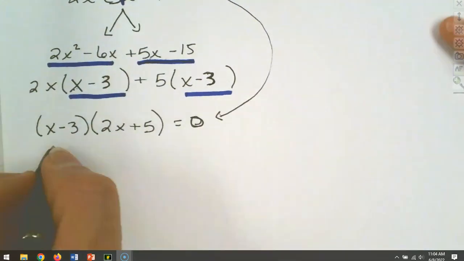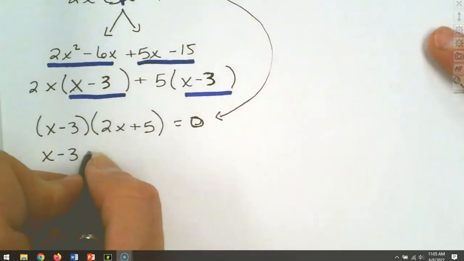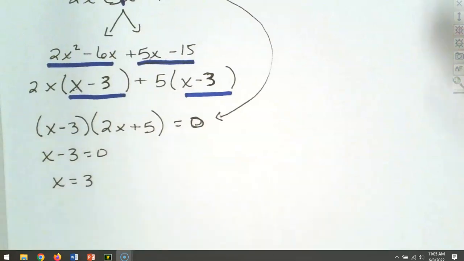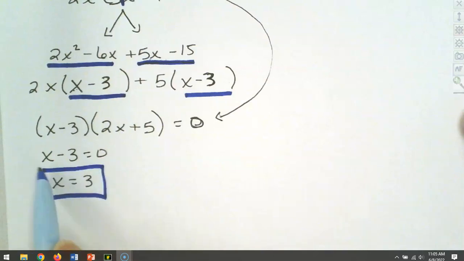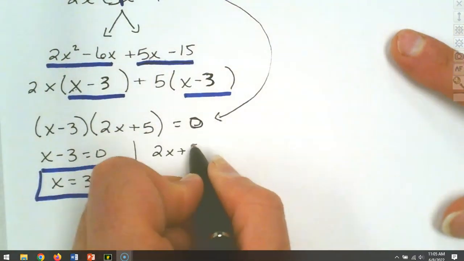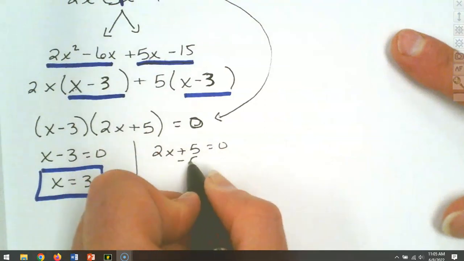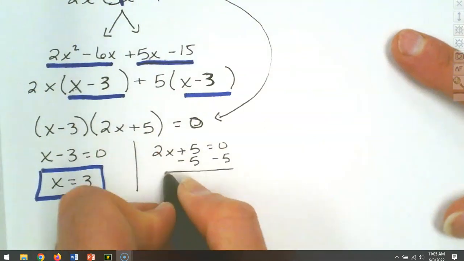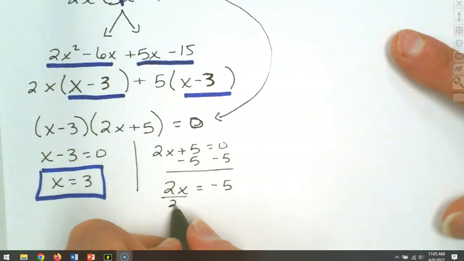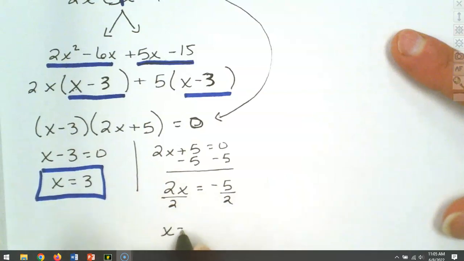So what do we do? We said each piece is 0. So x minus 3 equals 0. Move that 3 over. So that gives you x equals 3. We just switched the signs. We moved it over. The other one, we've got to do a little bit of algebra on. So 2x plus 5 equals 0. Move our 5 over. So 2x equals a negative 5. We'll divide by our 2. And so x now equals a negative 5 over 2.